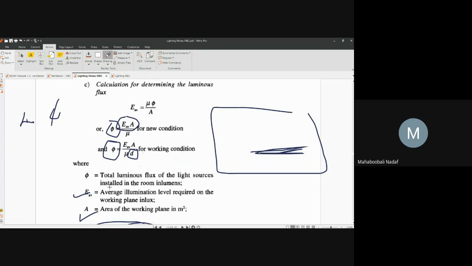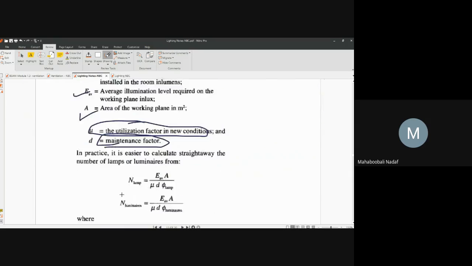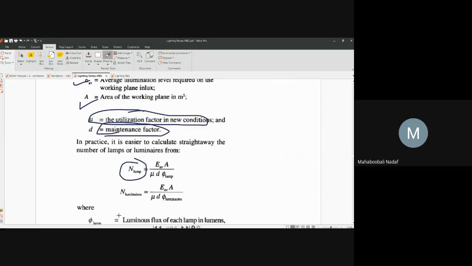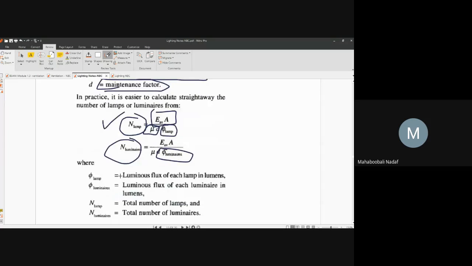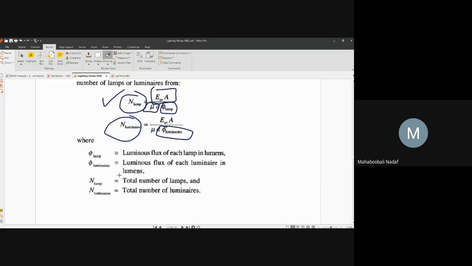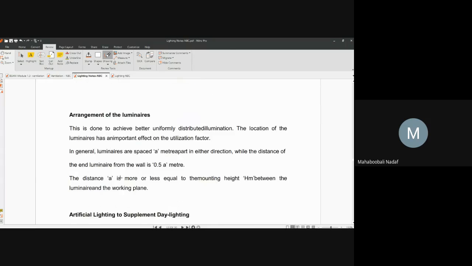If you want to install more number of bulbs, then what is the formula? N lamp, the number of lamps or number of luminaries, is equal to the same thing, EAV into A, mu D, divided by one lamp capacity. Dividing by one lamp capacity or one luminary capacity will give you the number of lamps. Is that okay for everyone? This formula or this design step? Yes, sir. Whenever they ask the question, try to use all the concepts and write down the things. So like that you have to understand.